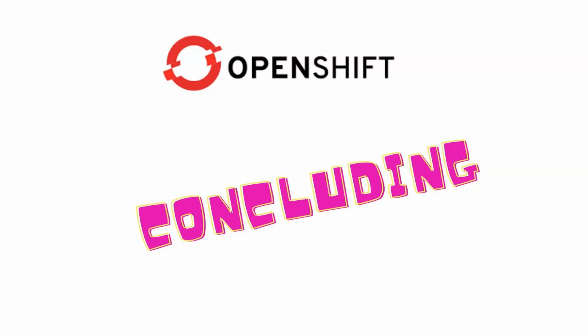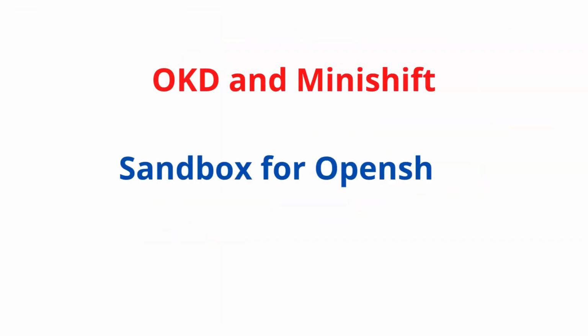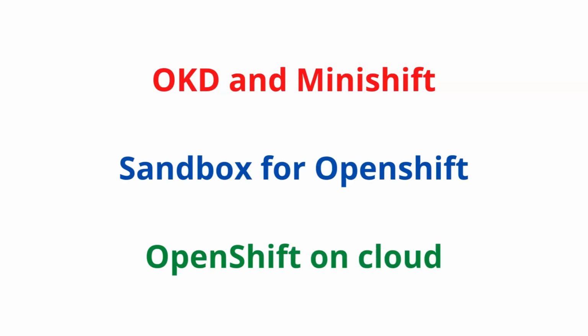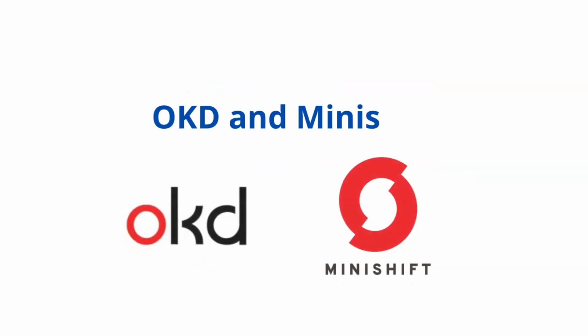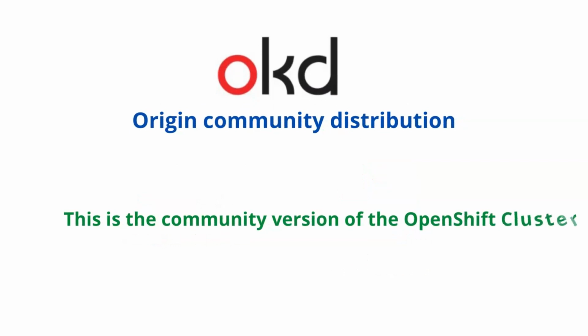Before I round off with this lesson, let me quickly address the following: OKD and Minishift, Sandbox for OpenShift, and OpenShift on the cloud. So let's start with OKD and Minishift. OKD, meaning Original Community Distribution, is the community version of the OpenShift cluster. The OKD can be installed on various Linux distributions and it is free. It can also be deployed for production purposes. At least one can make use of the support from the community.